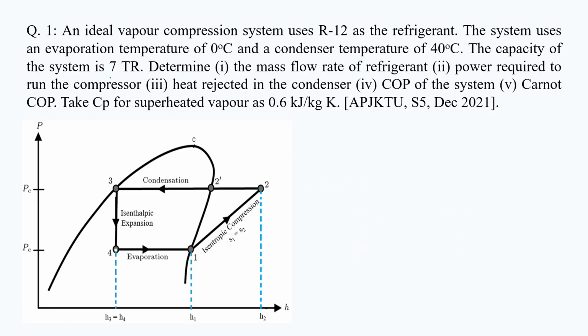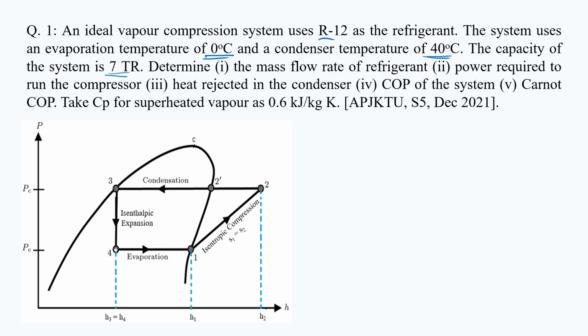Then we'll be coming to a question based upon an ideal vapor compression system. Here, an ideal vapor compression system uses R12 as refrigerant. The system uses an evaporator temperature of 0 degrees Celsius. This is the important point to be noted, and a condenser temperature of 40 degrees Celsius. The capacity of the system is 7 tons of refrigeration. Determine the mass flow of the refrigerant.